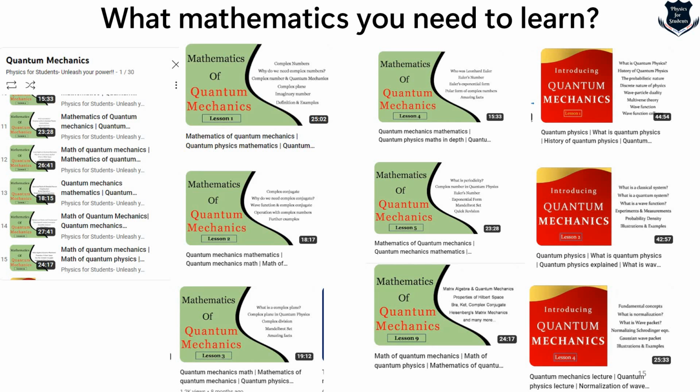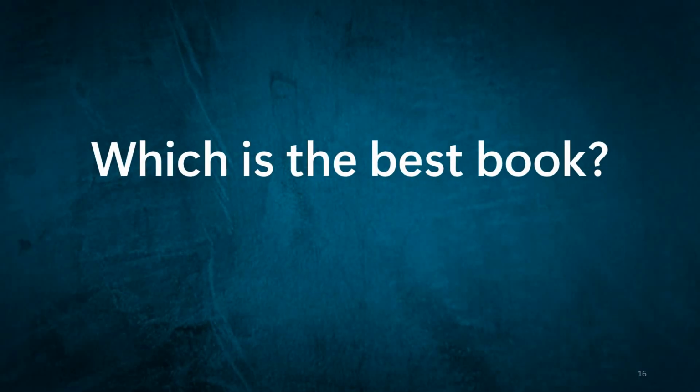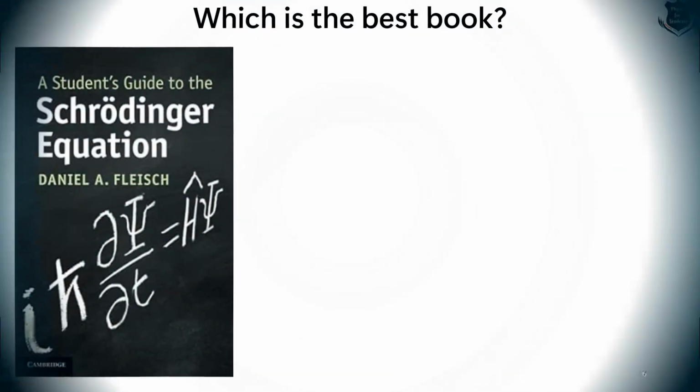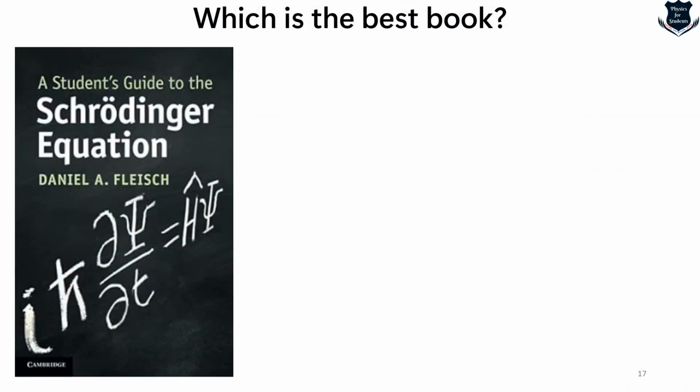So by this time you have understood the Schrodinger equation, its importance, its classical counterpart, what mathematics you need to learn, and why it is important. Now you have come to the time that you have been waiting for, which is the best book to learn. And I would straight away recommend Daniel A. Fleisch, Student's Guide to the Schrodinger Equation, and I'm going to show you and prove to you why I consider this the best book available till date.